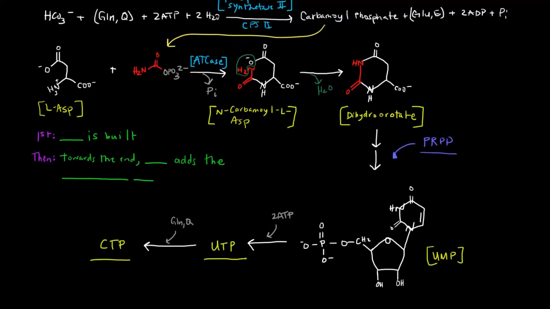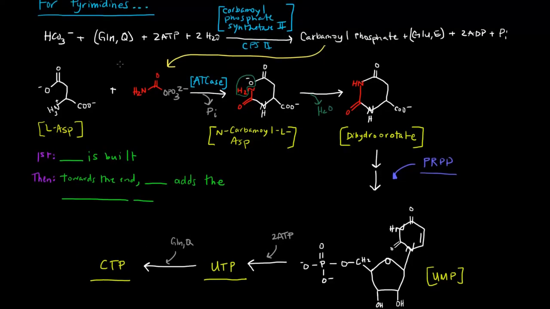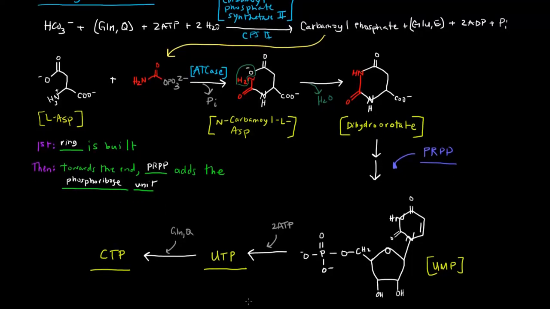So how is this a little bit different than purine synthesis? Well, in this case, the first thing that happens is that the ring of the pyrimidine is built, and then towards the end, PRPP adds the phosphoribose unit. And then we have our pyrimidine nucleotides. So I hope that general overview is pretty helpful.